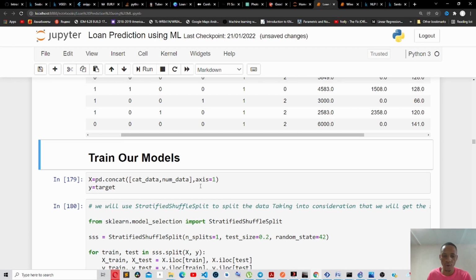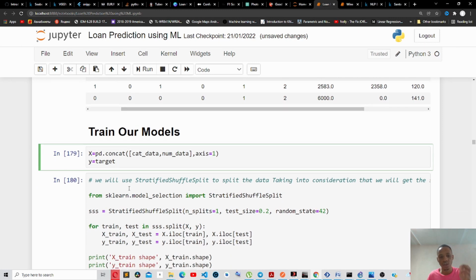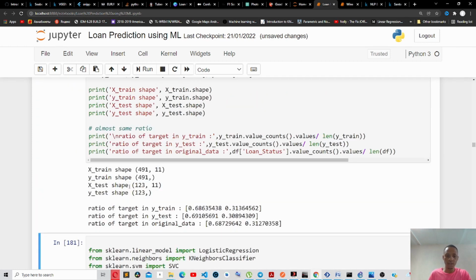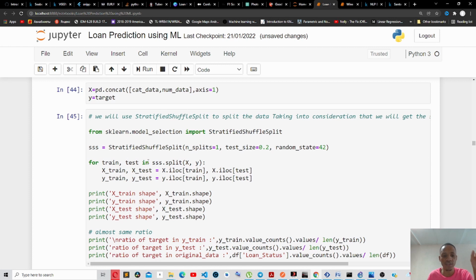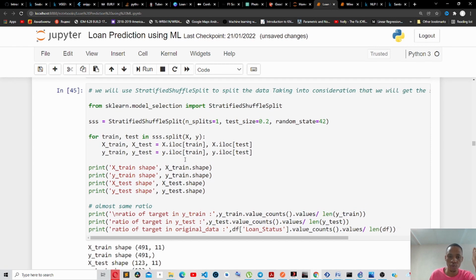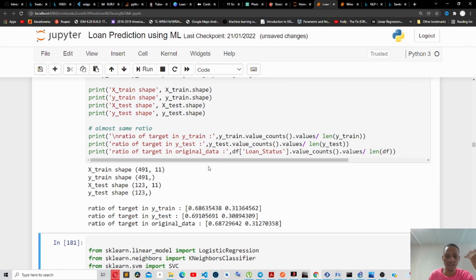So the next thing that we are going to do is train our model. To train our model, we are going to say our x variable is going to be pd.concat of the categorical data and numerical data, along columns. And then our y is going to be the target. Remember I said the target, we already used the target, right? And then the other thing that we are going to use is stratified shuffle split to train our model. If you are not familiar with stratified shuffle split, I urge you to watch my video on stratified shuffle split.